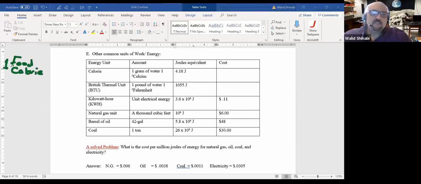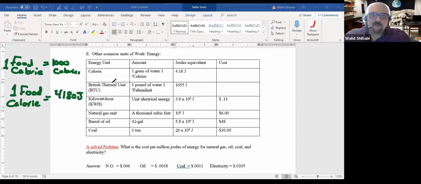So when you talk about food calorie, one food calorie is equal to 1,000 regular calories. Okay, regular calories. So one food calorie is equal to 4,180 joules. Okay, joules. The BTU, British thermal unit, is the amount of heat needed to raise the temperature of 1 pound of water 1 degree Fahrenheit, and that's equivalent to 1,055 joules.